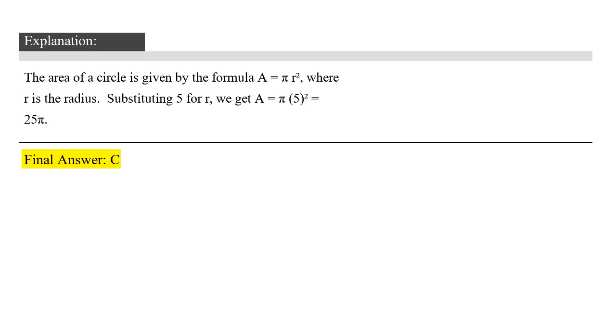The area of a circle is given by the formula A equals pi r squared, where r is the radius. Substituting 5 for r, we get A equals pi times 5 squared, which equals 25 pi.